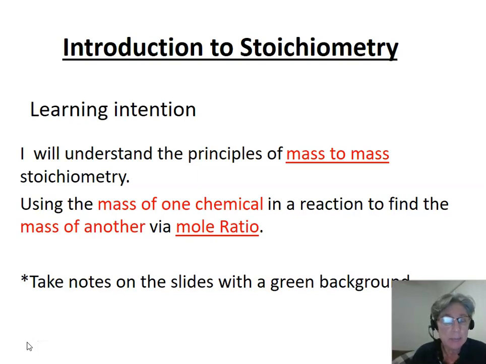So stoichiometry. Write down the learning intention: mass to mass stoichiometry, using the mass of one chemical in a reaction to find the mass of another via mole ratio. So we're going to use mole ratios a lot, and this one is just mass to mass stoichiometry.